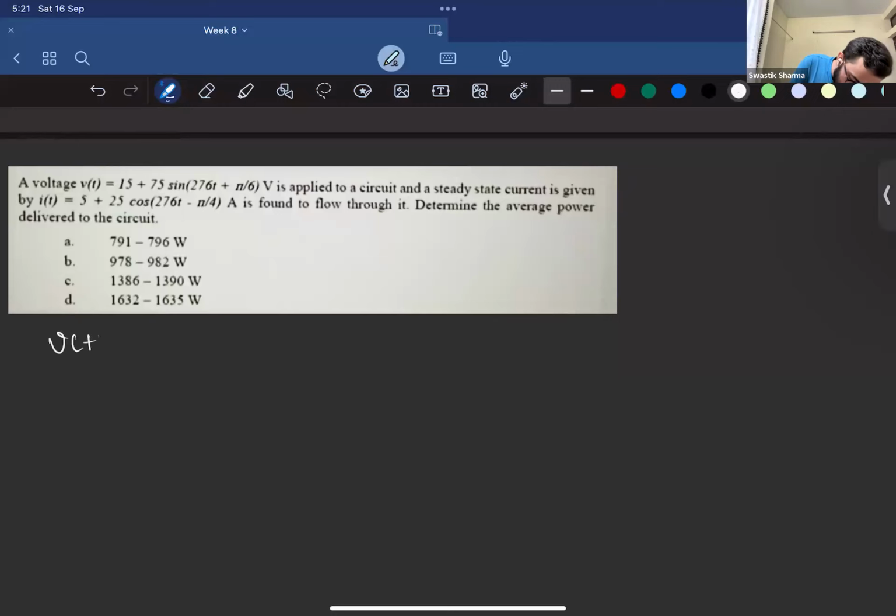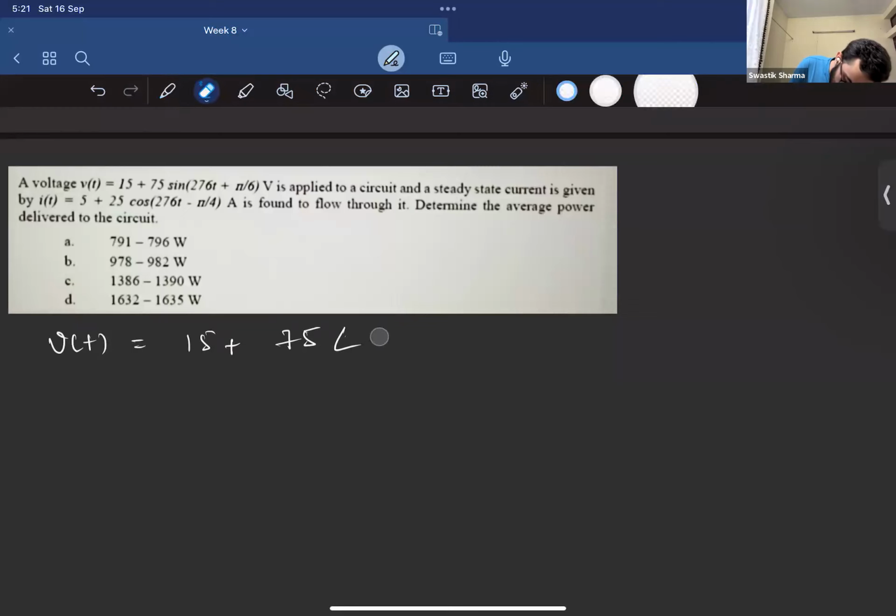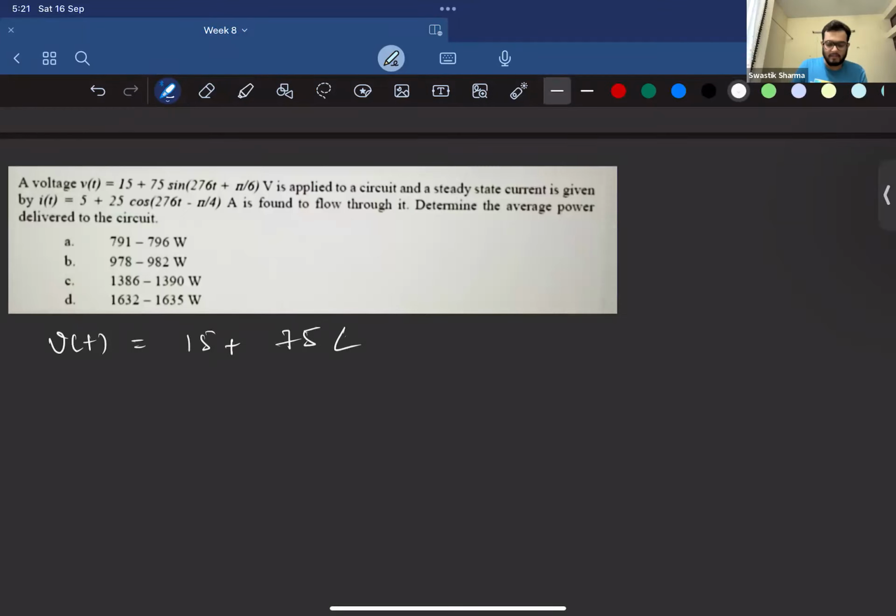So v(t) is what? A DC component plus 75 at an angle of 5 pi by 6, which is what? 180 by 6, right? 180 by 6 is 30 degrees. And the transcendental equations are those which consist of sine and cos. So they must be under the same form. That is, since it's a sine term, it should be a sine term as well. But if it's cos, it's displaced by an angle of 90 degrees. So we can rewrite this.